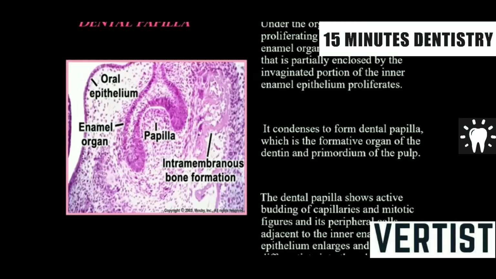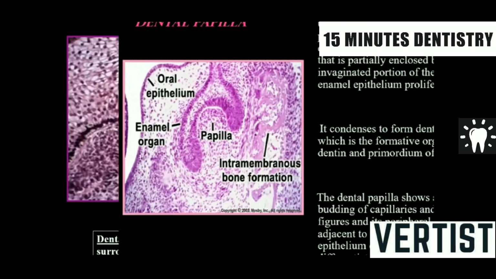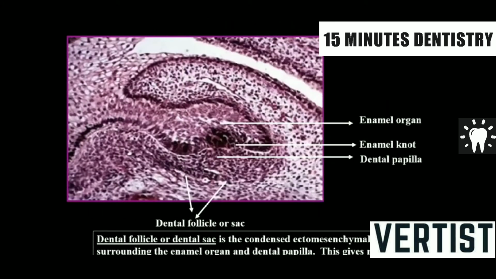So in case of cap stage, you will get the enamel organ, which is the epithelial structure, and underneath it will cover an ectomesenchymal structure, which is called the dental papilla. And this dental papilla finally gets converted into dental pulp, while the enamel organ gets converted into enamel and Hertwig's epithelial root sheath, which will give rise to the roots as such. So that's the enamel organ.